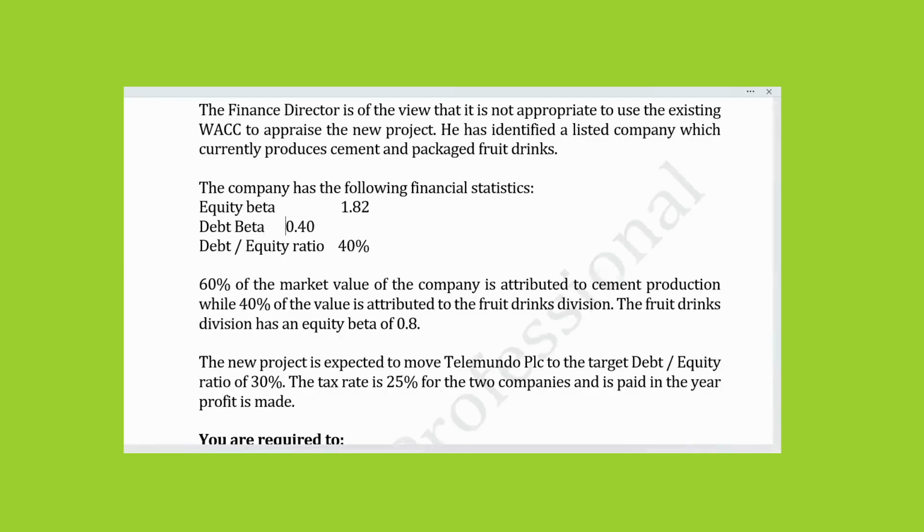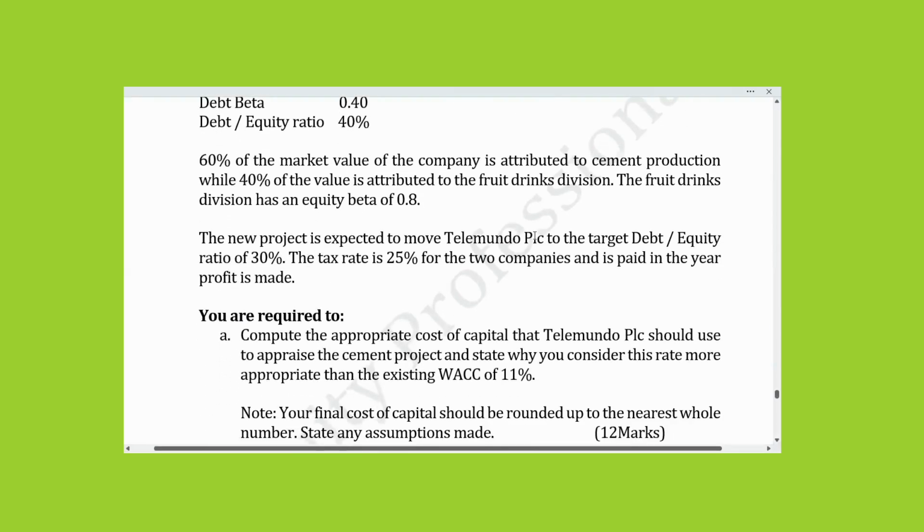60% of the market value of the company is attributed to cement production, while 40% of the value is attributed to the food drinks division. The food drinks division has an equity beta of 0.8. The new project is expected to move Telemundo PLC to the target debt equity ratio of 30%. The tax rate is 25% for the two companies and is paid in the year profit is made. So that is the question. This is the story given to us in the question. You are now asked to compute appropriate cost of capital.